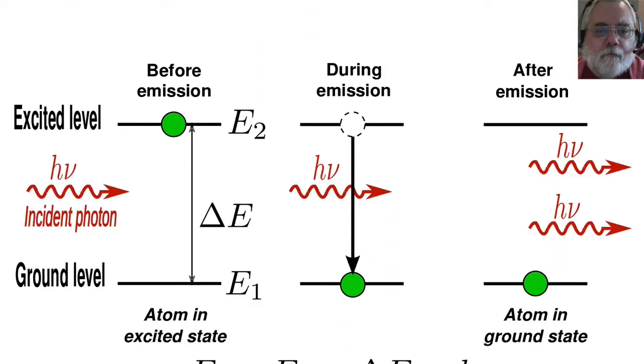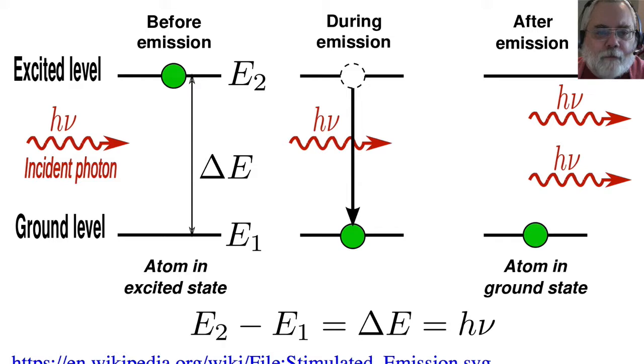Here's a different drawing of that. We are in state E2. There's a photon of the right frequency surrounding this atom. During emission, we have the photon and we drop into, in this case, level 1. And once we're in level 1, there are 2 photons, same frequency, direction, polarization, and phase.